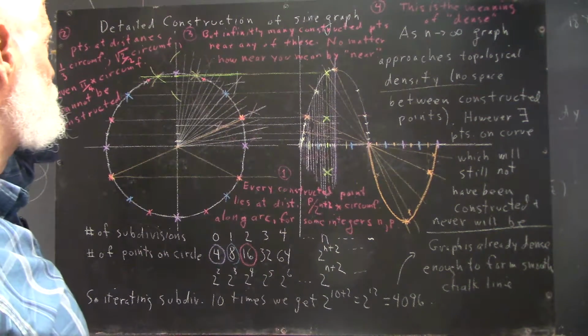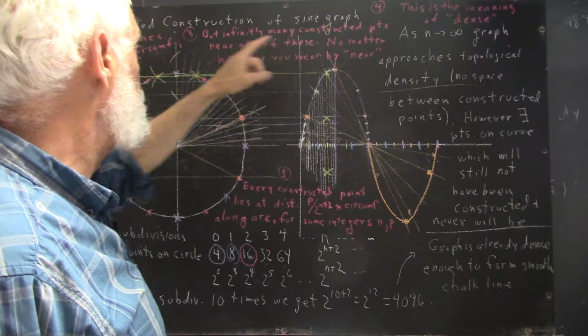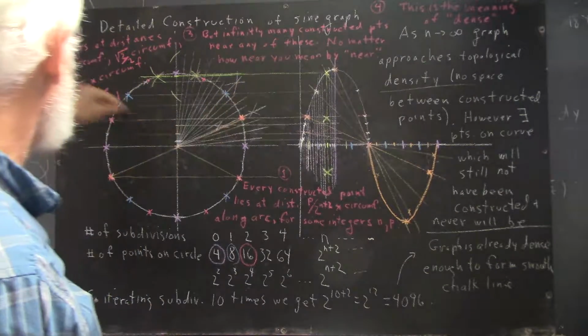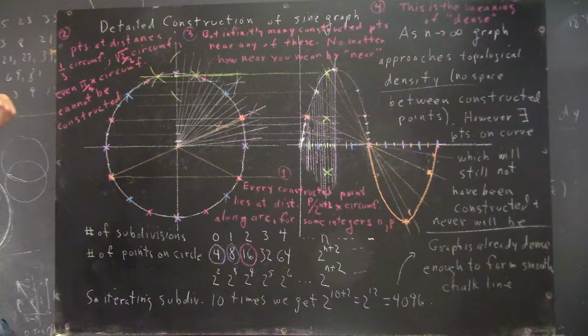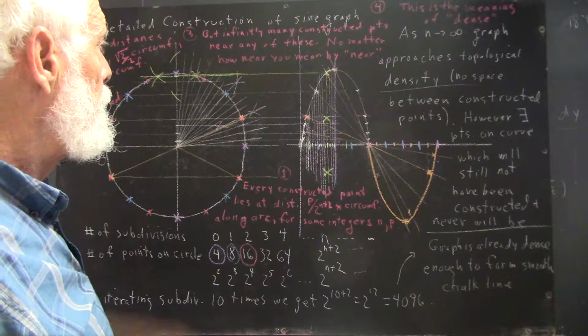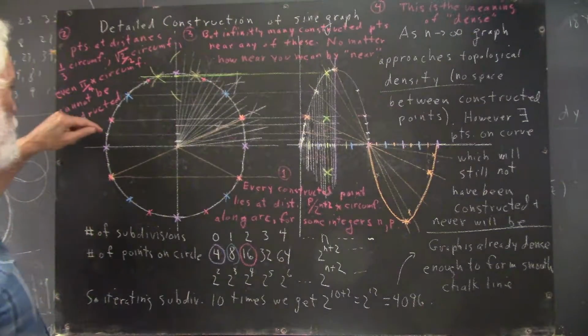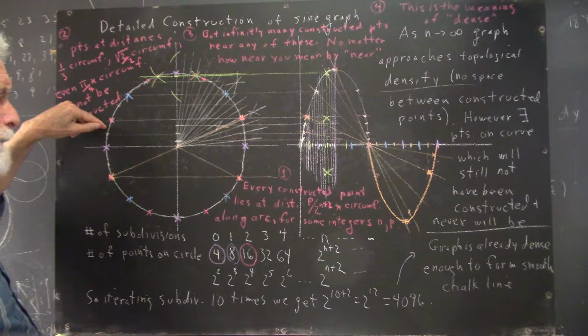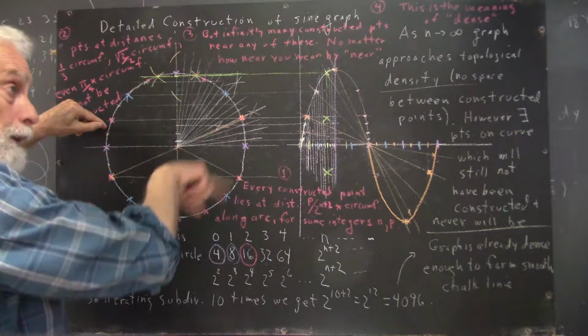However, there are infinitely many constructed points near any of these. Now, any of these means this point, or this arc, or this arc, or this arc. Okay, and I should say constructed arcs near any of these, but I'll stick with points. And by infinitely many constructed points near any of these, what do I mean? It means even if this point isn't constructible, I can keep increasing n and increasing the number of little arcs.